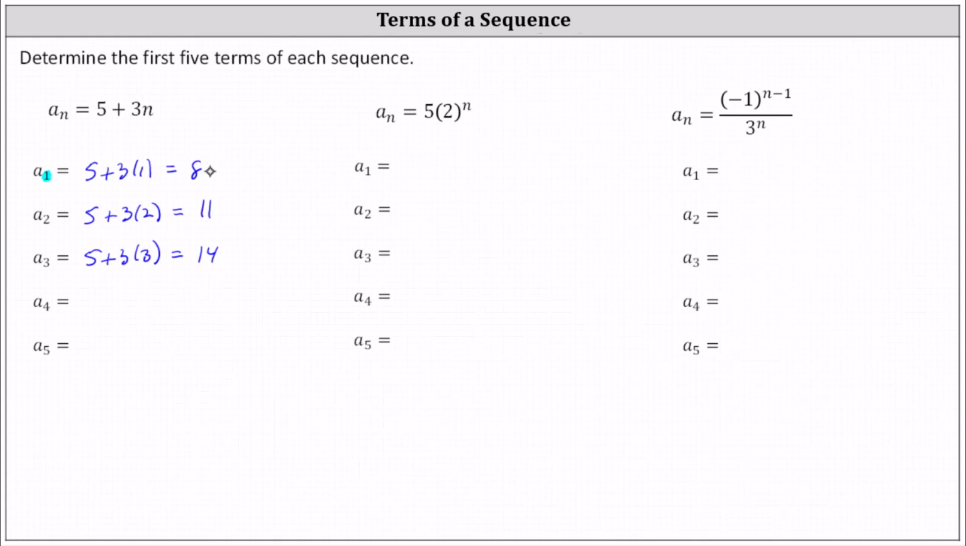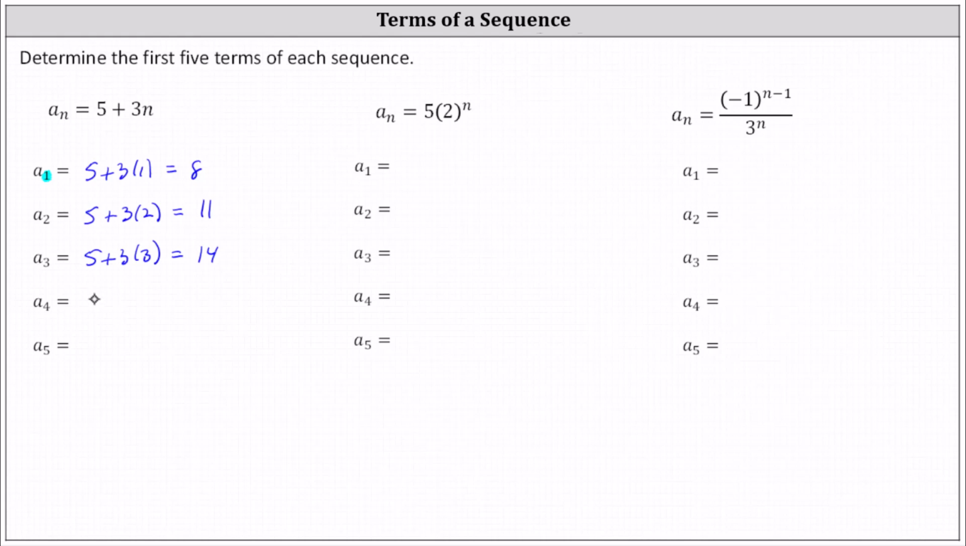You may begin to notice a pattern. Notice that terms are increasing by 3 each time, which indicates to find a sub 4, we could just add 3 to 14. Notice we're adding 3 because of the coefficient of n. The coefficient of n is positive 3. Or we can just keep performing substitution.